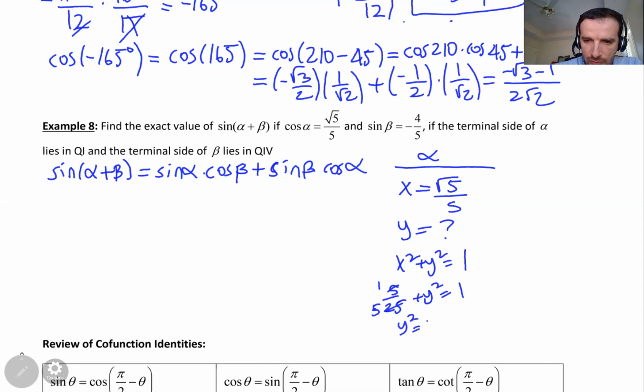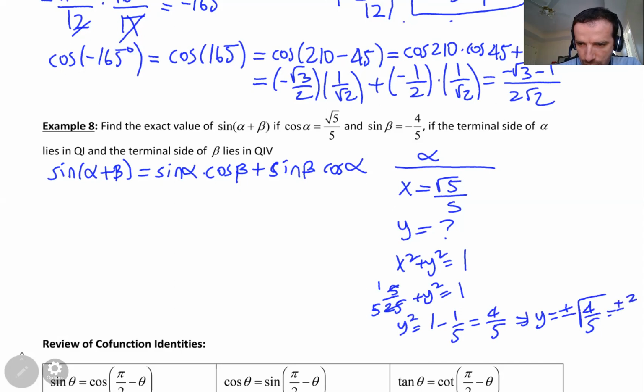So y squared is equal to 1 minus 1 over 5. And if you have the common denominator, it will make 4 over 5, right? So from here, y is equal to plus or minus root 4 over 5, which is equal to plus or minus 2 over root 5, right? Should I pick plus 2 over root 5, or minus 2 over root 5? And to decide that, we have to check this information, right?